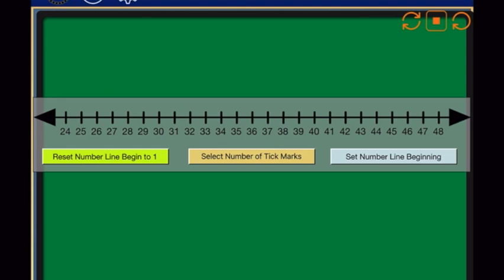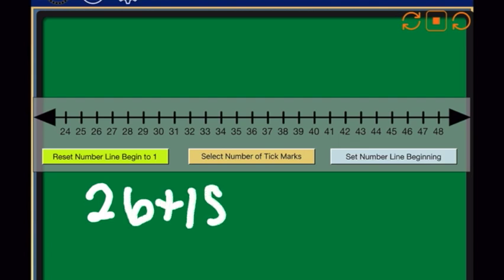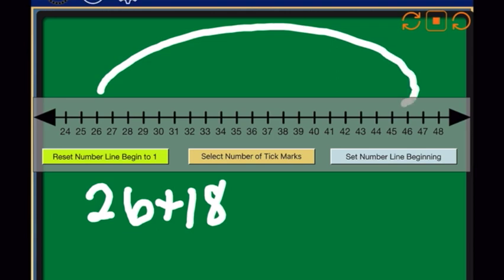The last one is use a nice number and compensate. So what I would do for this, if I'm doing 26 plus 18, I know adding tens is easier. So I could just add the 10 and figure out the 8. But I also know that 18 is only 2 less than 20. So what if I just went from 26 to 46? Because I know 20 plus 20 is 40.